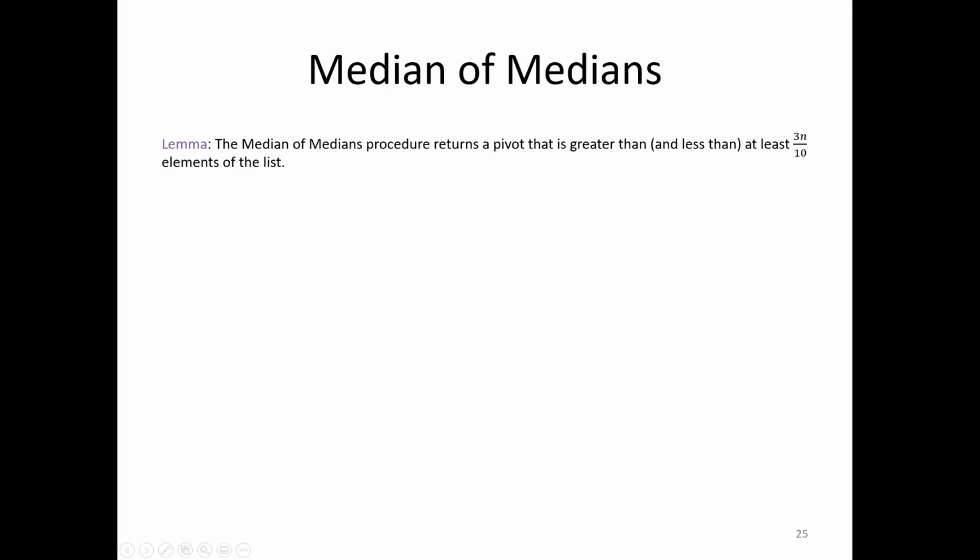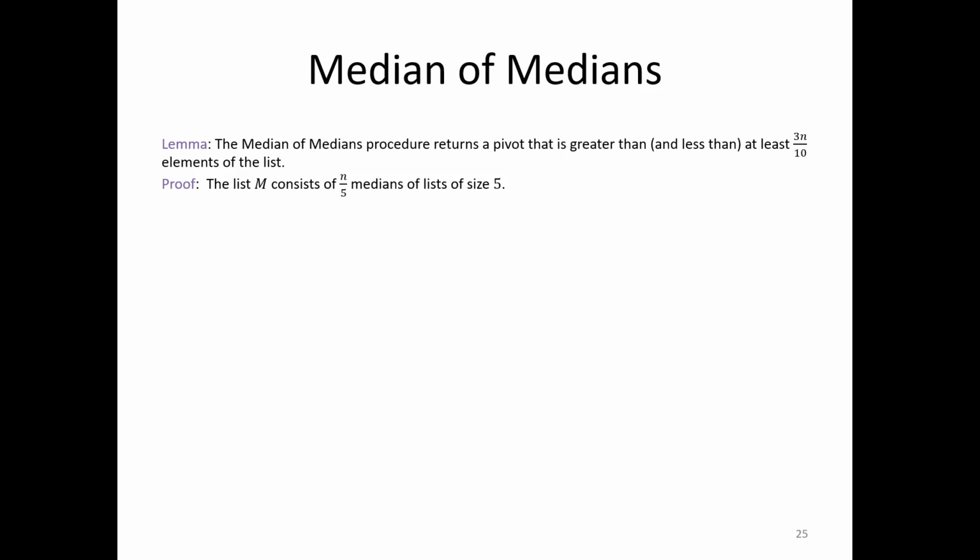So here I've done that sort of pictorially, but we can actually argue that verbally, with a proof. Here I've just got a simple lemma trying to establish this for us. My lemma says the median of medians procedure returns a pivot that is greater than and less than at least 3n over 10 elements. So let's just go through the points one at a time. We did it visually, but let's argue it now verbally.